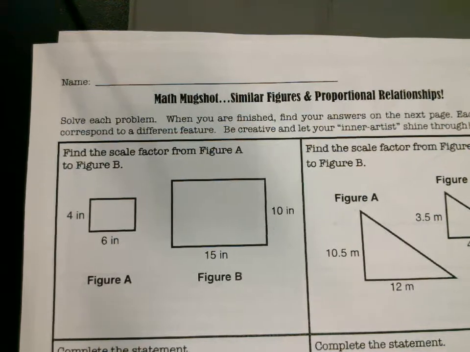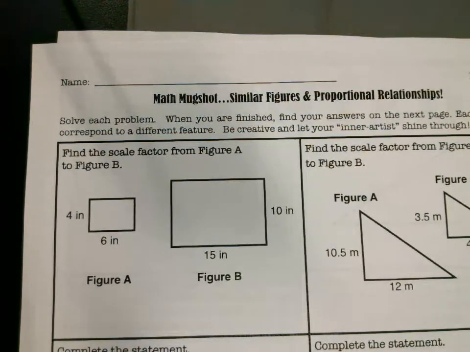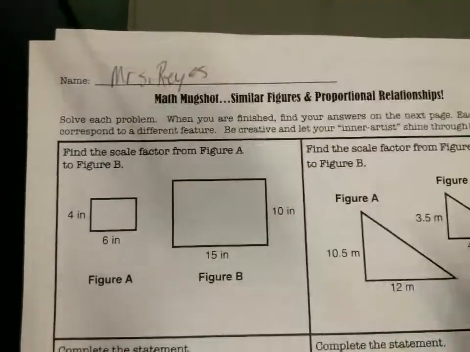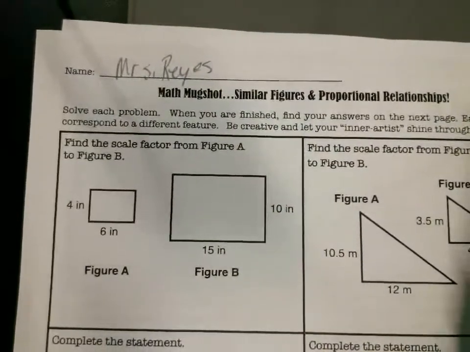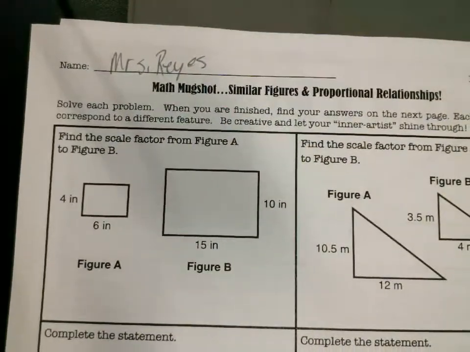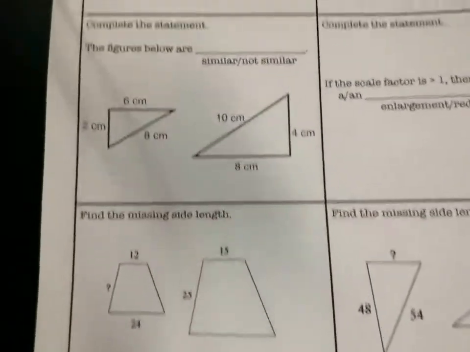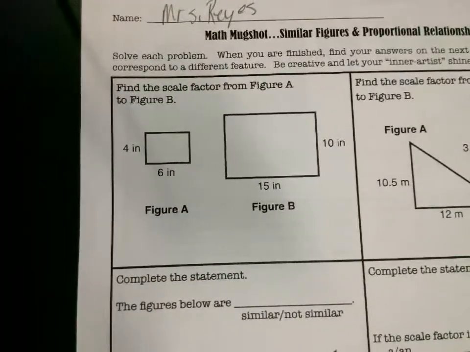Okay, so this is how this is going to work. First, put your first and last name at the top of your paper, please. This is period 3, third period. All right, this is the first section. I'm going to show you how to do this very first section. I'm going to do the first one with you, and you should be able to do all the other problems in this section.